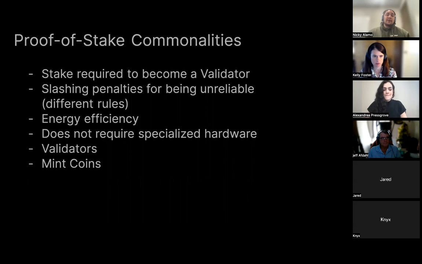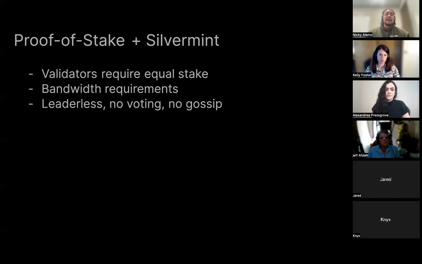And obviously, like most other proof of stake networks, in comparison to proof of work, it's energy efficient. It doesn't require specialized hardware; you don't need a bunch of graphics cards or specific mining rigs. Validators also mint coins. What I'm trying to say in this slide is that there's a lot of commonality shared with Silvermint, and these are the ones shared amongst most proof of stake networks, to be honest.